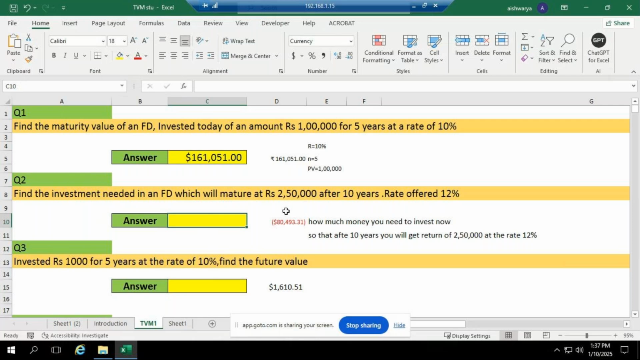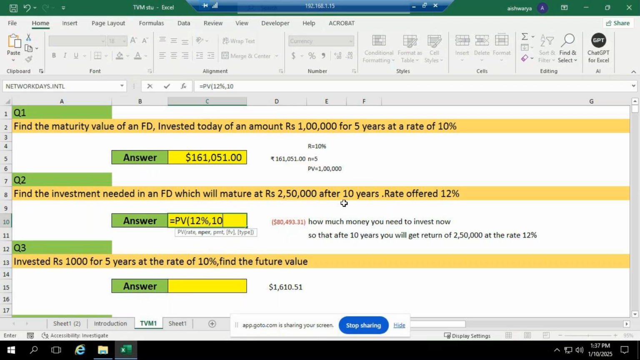Present value, PV, ma'am. Yeah, very good. So equals PV, open bracket, rate. What is the rate? That is 12%. Now comma, nper. Nper is the number of periods, that means 10 years. So you just put here 10 years, correct?